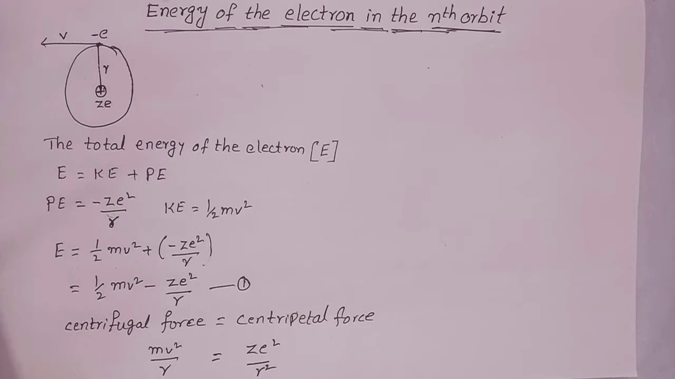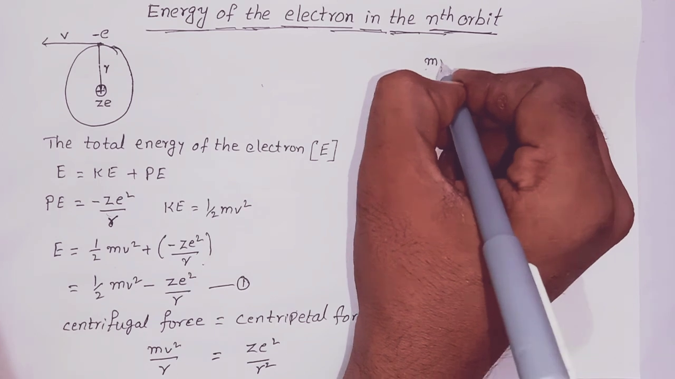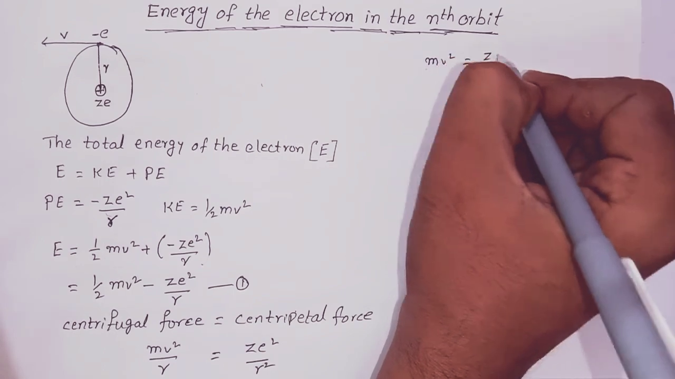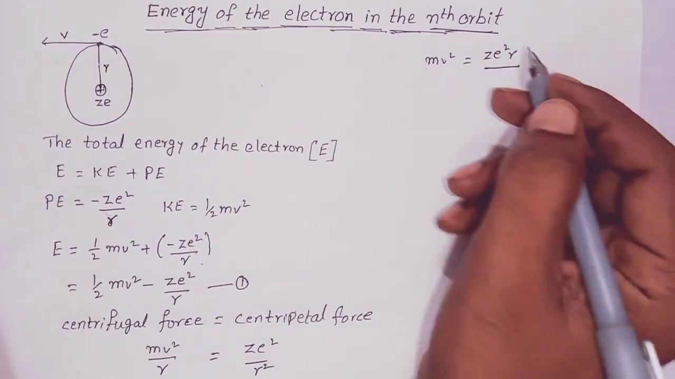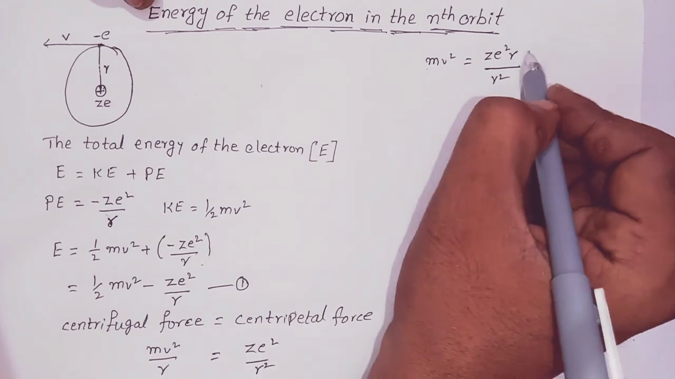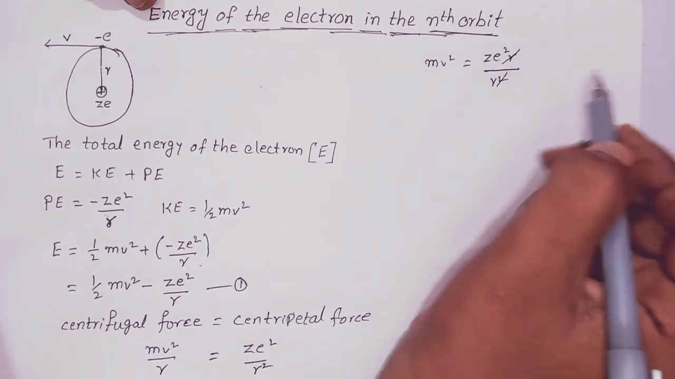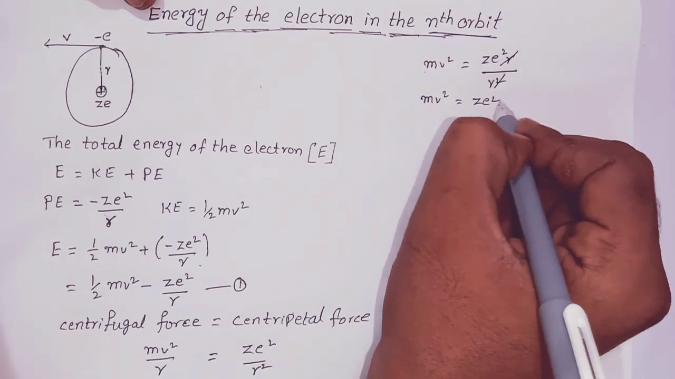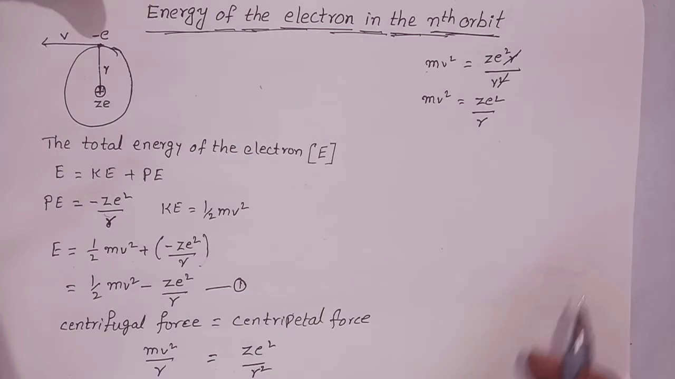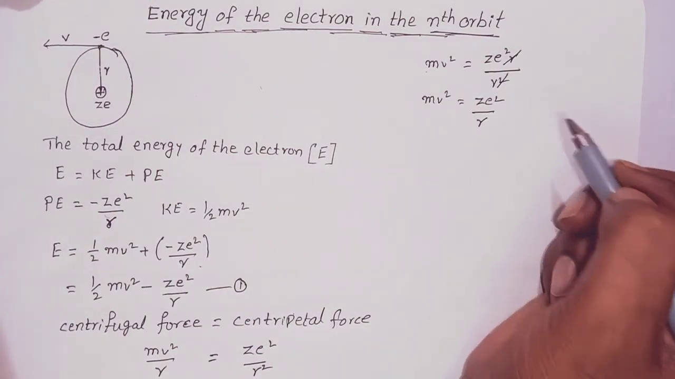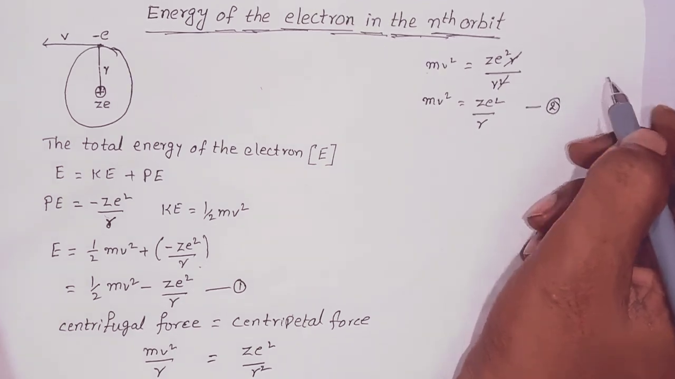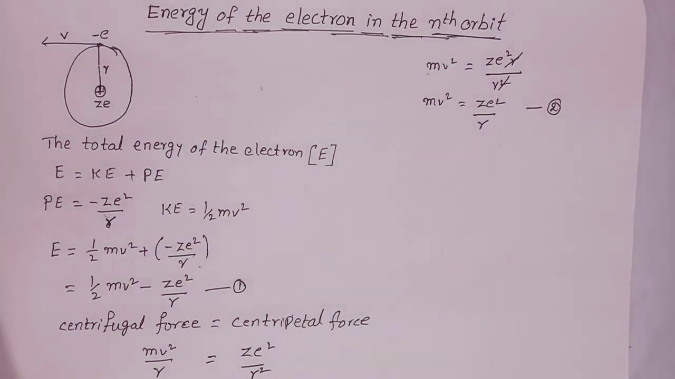So when you equate these two, this is mv square by r. I am writing here mv square equal to, send this r this side, ZE square by r square. When you cancel this r and this square, then you will get that mv square equal to ZE square by r. So this is the equation. Already equation 1 is there, no? So this is the equation 2. So mv square equal to ZE square by r.